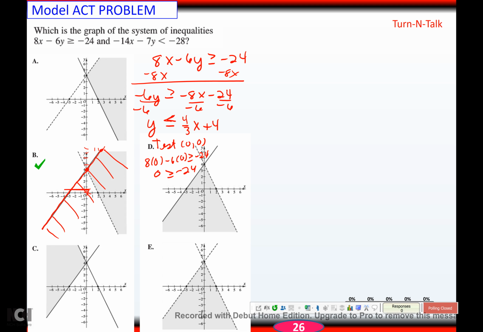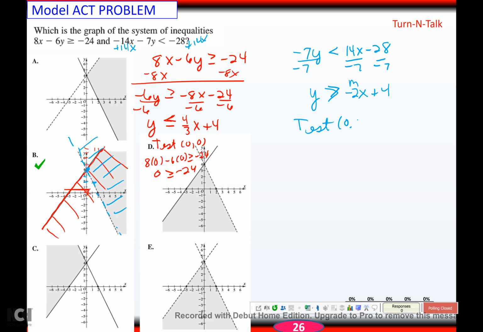Shade. All right, my second equation, I'm going to get y alone, so I'm going to add 14x, that gives me -7y is less than 14x minus 28, divide by -7, which will flip my inequality, and gives me y is greater than -2x plus 4. So I'm going to start at 4 on that, and the monkey says go down 2 over 1. No bar means connect dotted. Pointing away from y means shade above, or test your (0, 0).